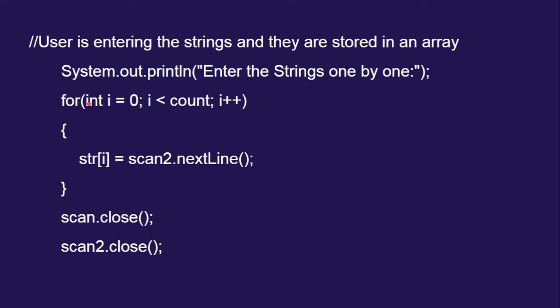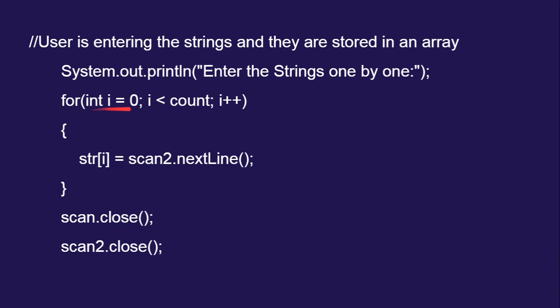So for int i = 0; i < count; i++, open brace, string[i] = scan2.nextLine(). So nextLine is again a method which will get the input from the next consecutive lines. That means here we are going to type the strings one by one. The next line will have the next data.